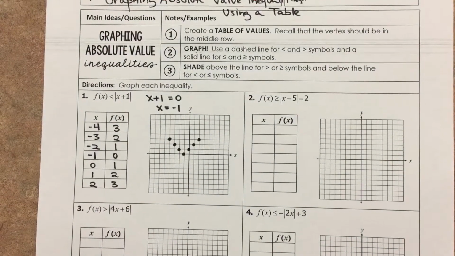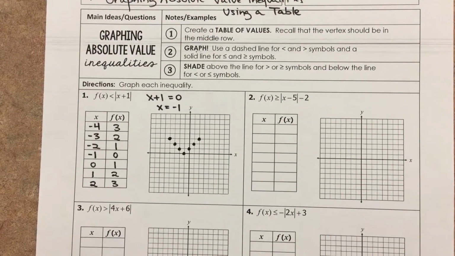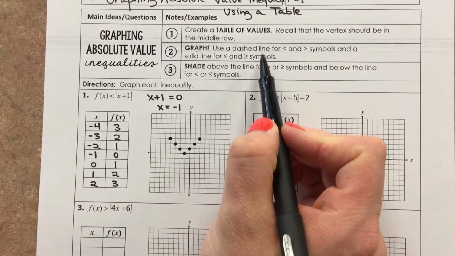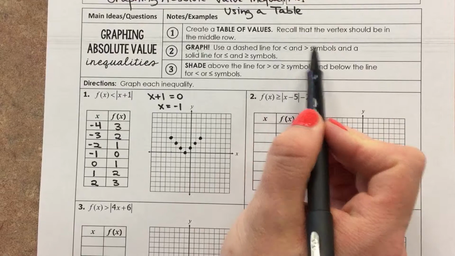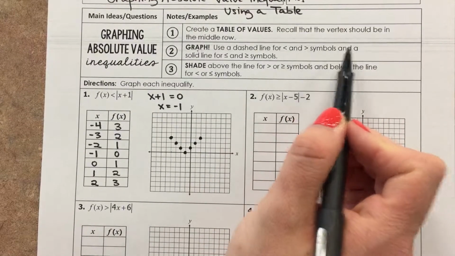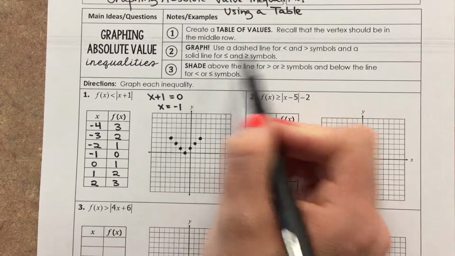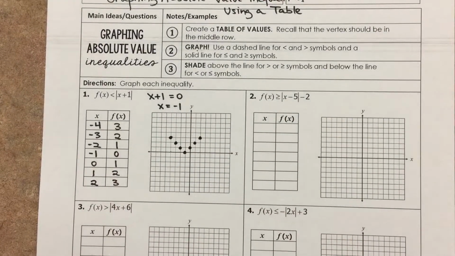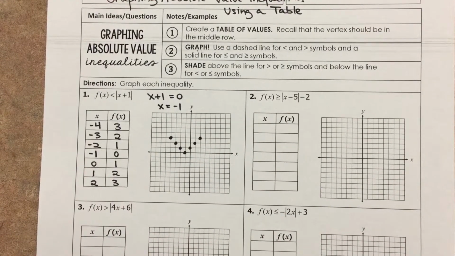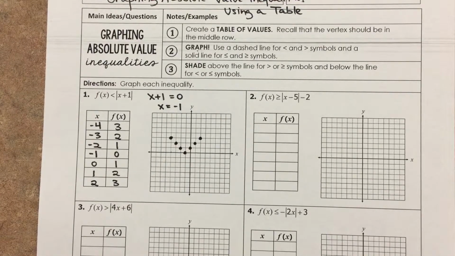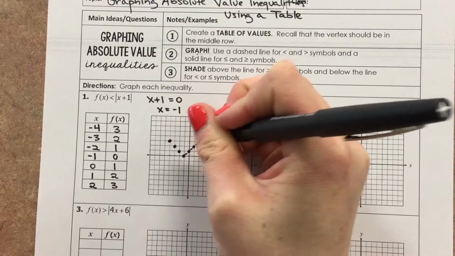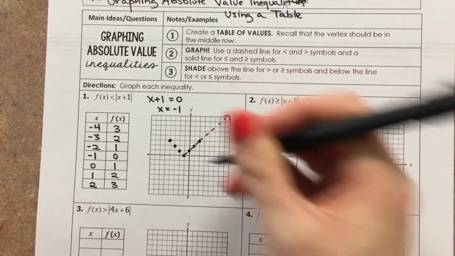So now do not connect the dots. This is where we start to get different from what we were doing yesterday. So now look here, it says use a dashed line if it's just a less than or just a greater than, and a solid line if it's a less than or equal to or greater than or equal to. So look back at our problem, we've got just a less than. If it does not have the or equal to, then you should be doing a dashed line. So connect the dots, but do it with this little dotted line like this.